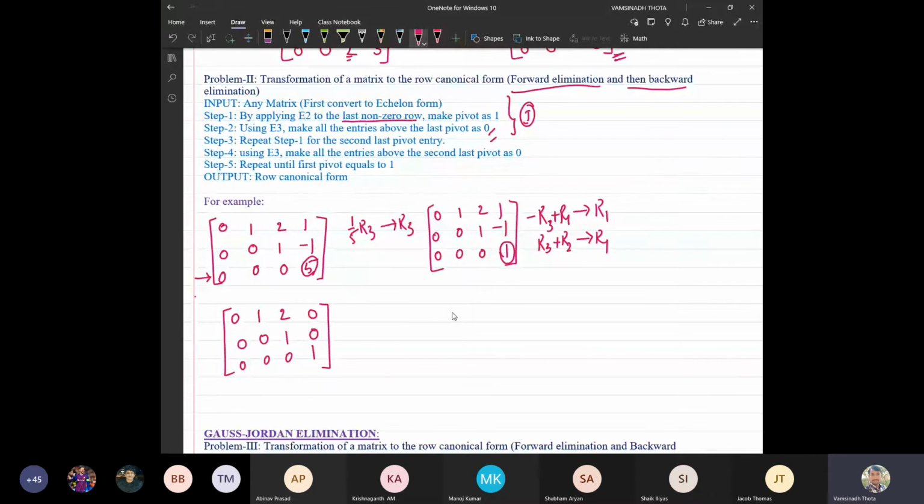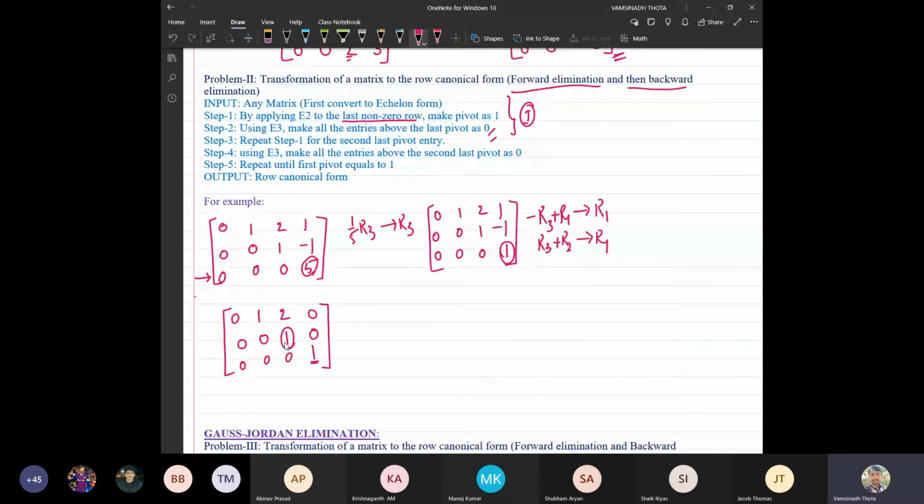Okay, so we have reached one level and finished it. Now what we have to do is repeat the same thing till we reach the canonical form. What is step 3? Repeat step 1 for the second last pivot entry. This is the last pivot entry. What is the second last pivot entry? It is 1. Fortunately, it is already 1, so there is no need to apply E2.